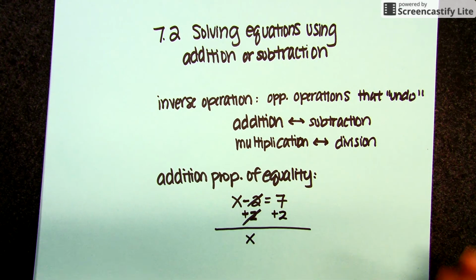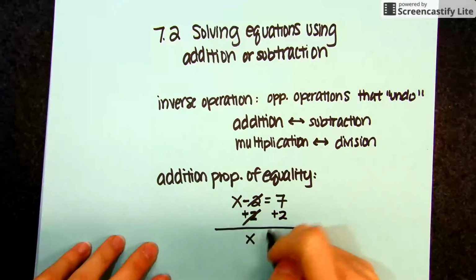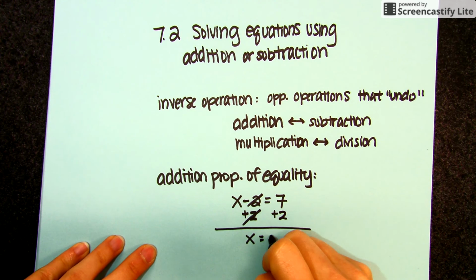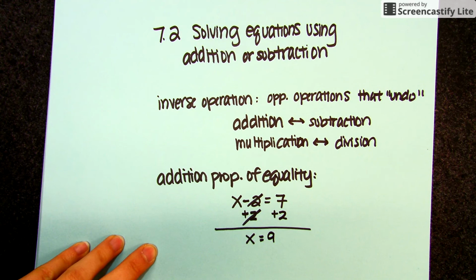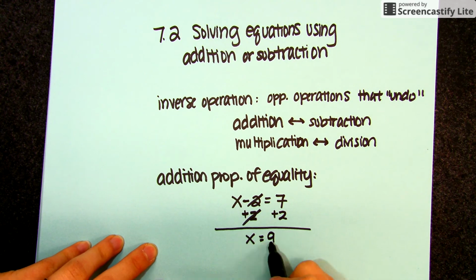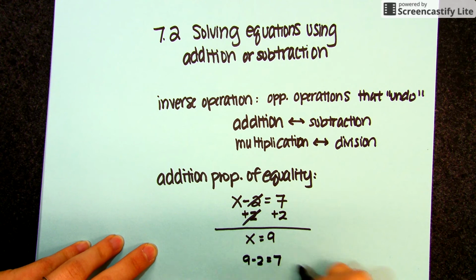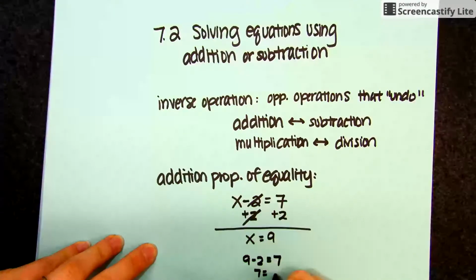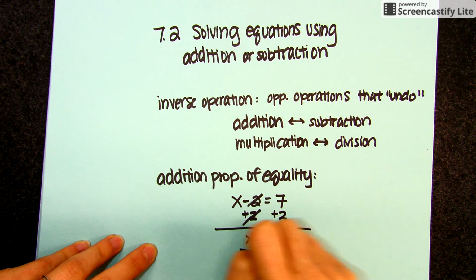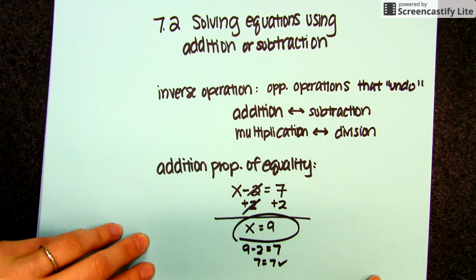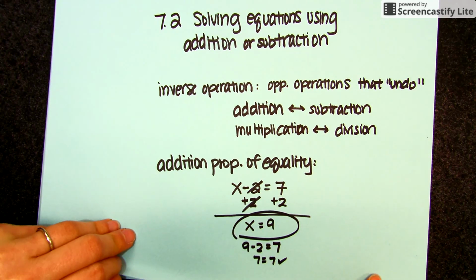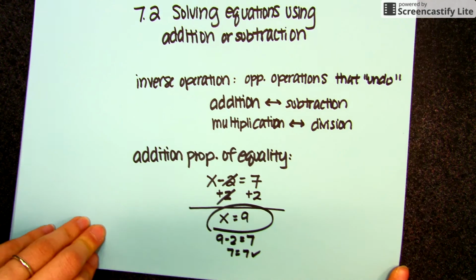So that means you get x to be by itself, and x is alone at last. Equals 7 plus 2 is 9. I want you to double check every single problem that you do. So I want you to plug in what you solve. So 9 minus 2 equals 7. 9 minus 2 is 7, so 7 equals 7, so that's true. So that means you solved it correctly. That's addition property of equality.